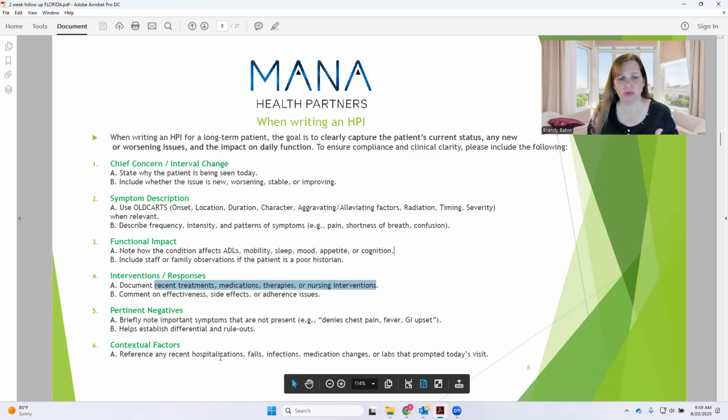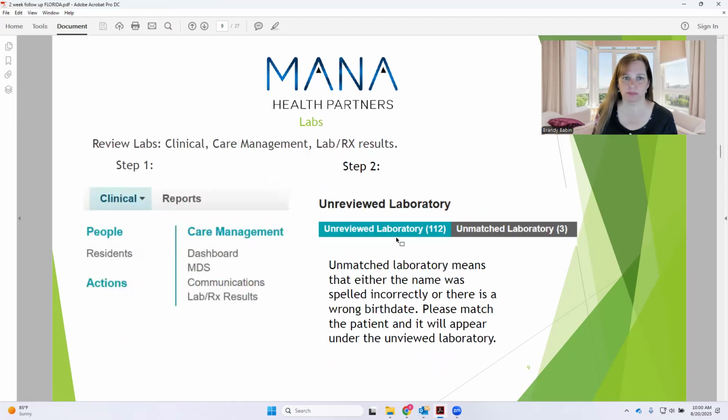And then if they've had any recent hospitalizations, falls, infections, medications, so the patient just completed antibiotics for whatever, and then your follow-up to that. No signs or symptoms of whatever they had, and no adverse effects related to antibiotics, and we'll get to that. But please make sure your HPI has some kind of information that is pertinent.